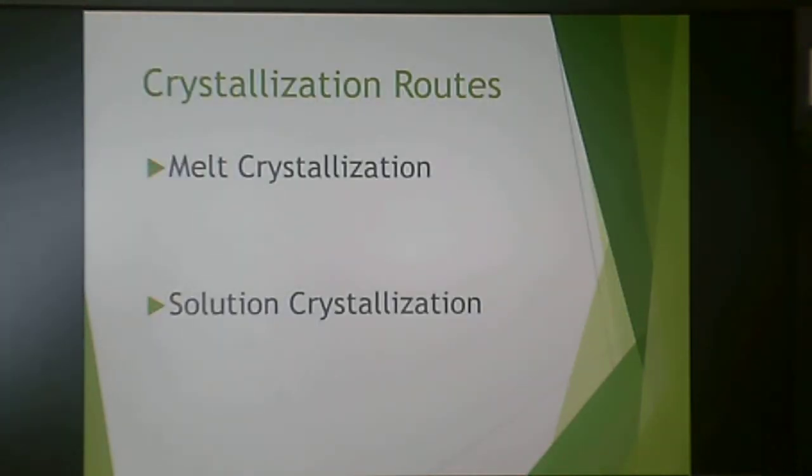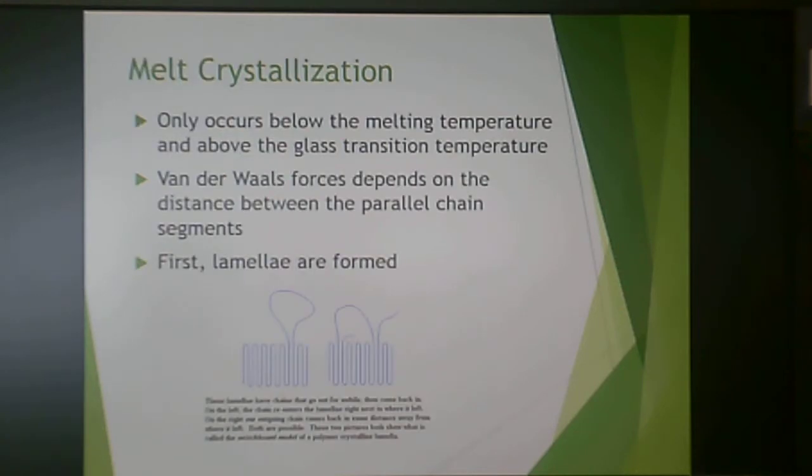So there are a couple different routes to making crystals. There's melt crystallization, which is typically what we're talking about when we're talking about thermoplastics that are made through blow molding, injection molding. Anything where there's an extruder attached to it is typically melt crystallization. But there's also solution crystallization that I will talk about briefly as well. Melt crystallization occurs below the melting temperature and above the glass transition temperature. So you're holding it between Tg and Tm to get crystallization.